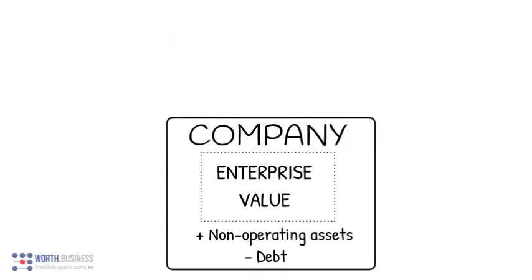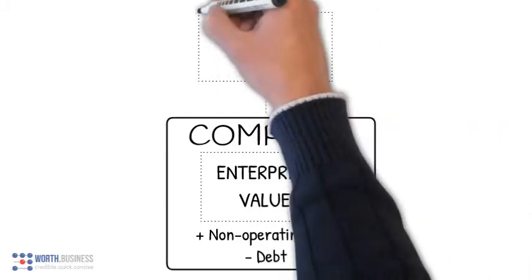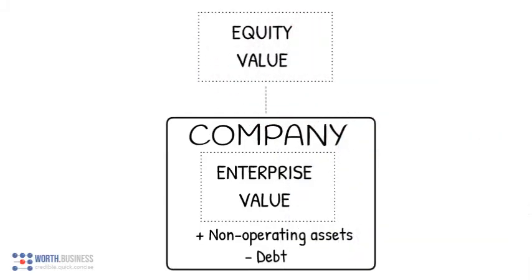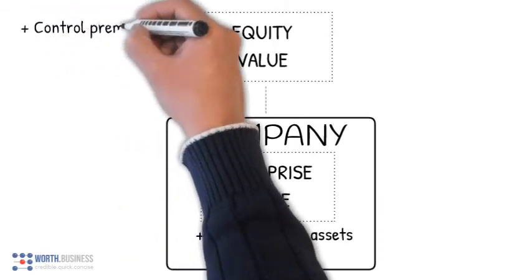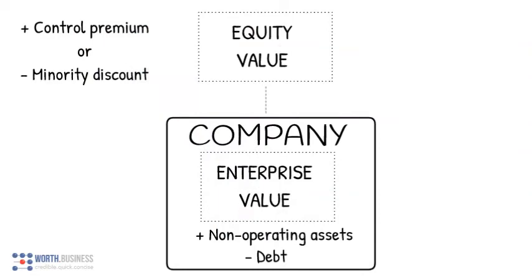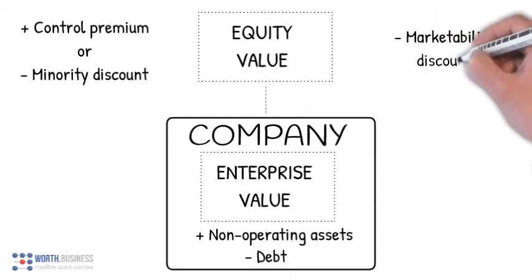What can we conclude from this? The enterprise value and non-operating assets, after allowing for the settlement of debt, constitute the capital of the company, in other words, its equity value. We need to also consider the circumstances under which such shares could be sold in the open market. If it is a majority stake, a control premium may be realised, but if it is a minority stake, a minority discount could apply. How marketable are the shares? If they are not listed, a marketability discount may apply.